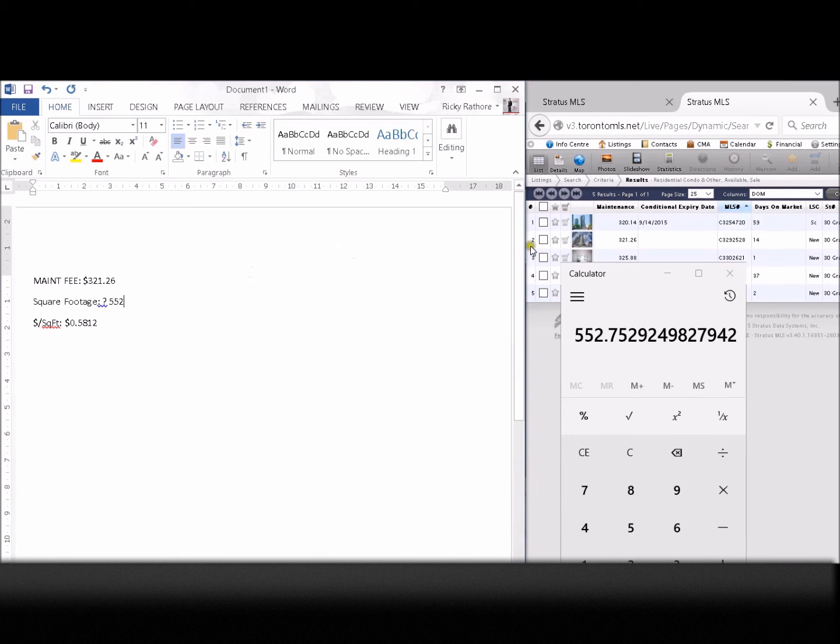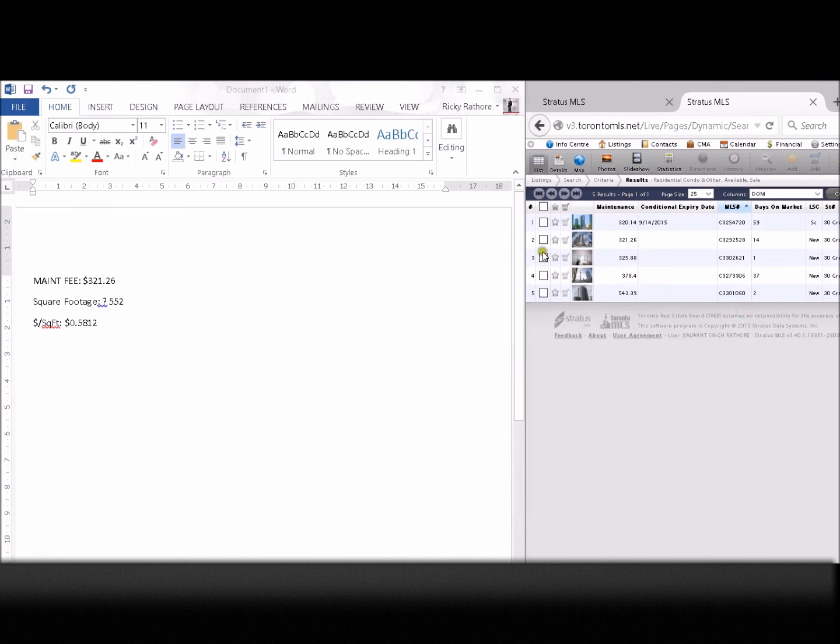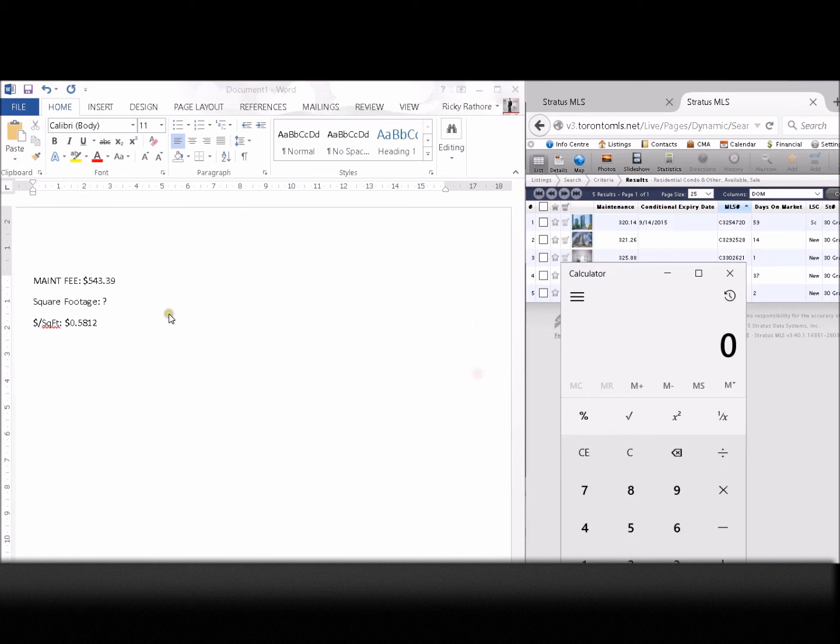Similarly, to show you that this works with a 2-bedroom, here the monthly maintenance fee is 543.39. Okay, square footage is again the variable in this instance. Here what we can do very simply is go back to 543.39 and divide that by 0.5812, and I get a square footage of 934.94. Okay, so this is how we can do this.